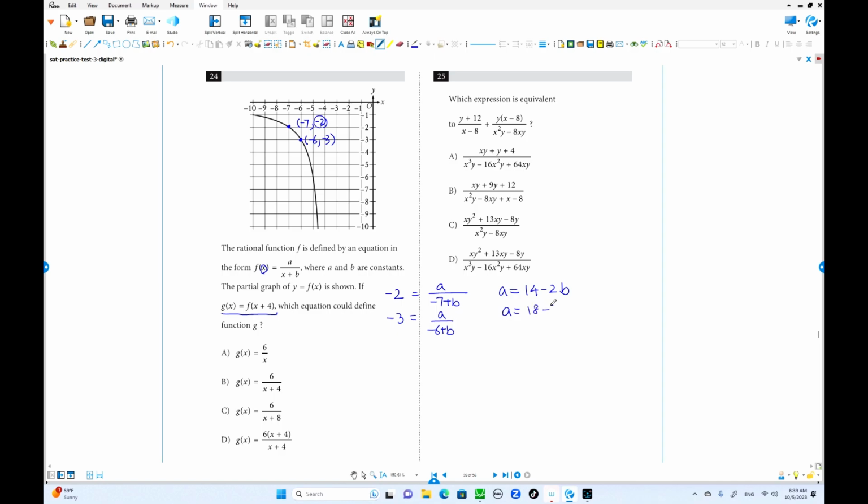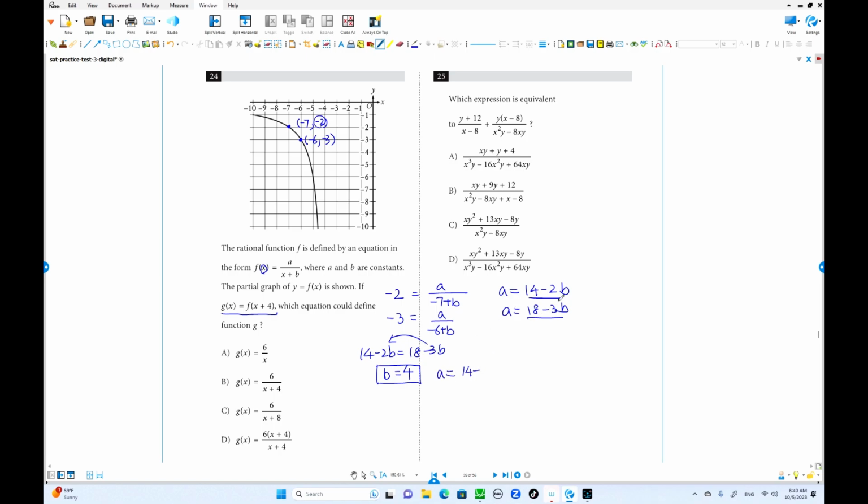18 minus 3b, right? They are equal, okay? So 14 minus 2b equals 18 minus 3b, okay? So this moves to the left, positive 3b minus 2b is b equals what? 18 minus 14 is 4, right? b equals 4 here.